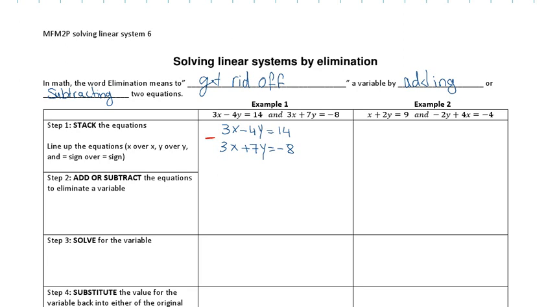Now, because I'm doing subtraction, I have to do it for all of the equations. I can't do it only for one letter. So 3x minus 3x, so that's 0x. I don't have to write it. Then I have negative 4y minus 7y. You have to be careful because I'm subtracting. So negative 4y subtract 7y. What do I get? Negative 11y.